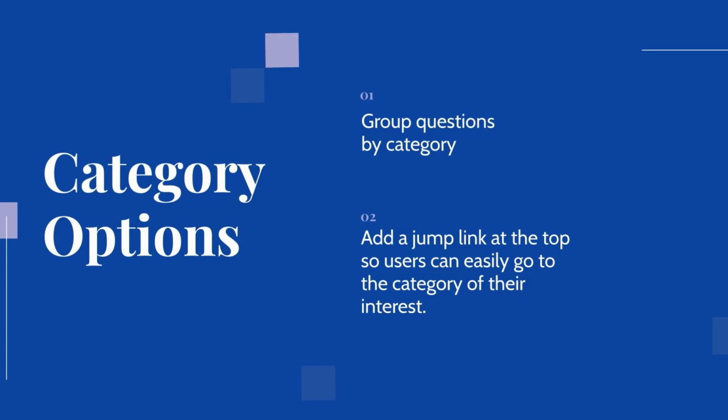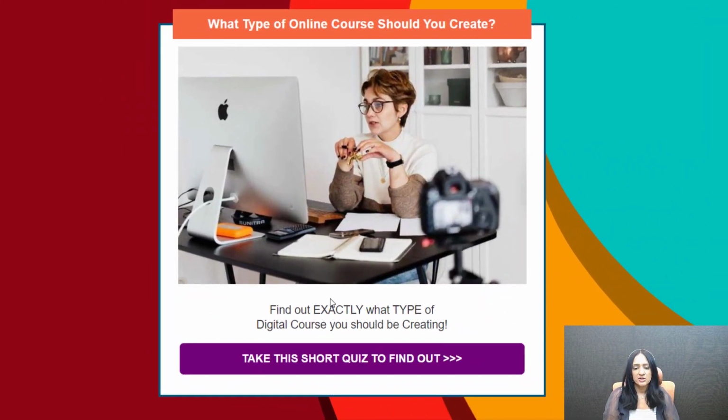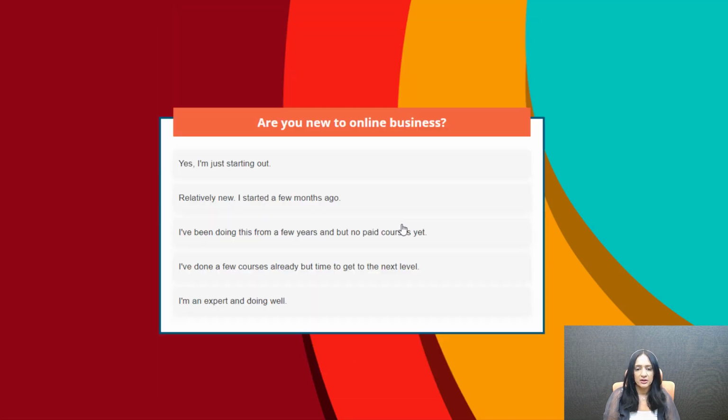Let me quickly take you to the back end now to show you how easy it is to set this up. So you can see here, this is my quiz. And here, I'm going to click on take this short quiz to find out. And this is one question per page. Now, this is the default option in SQB.